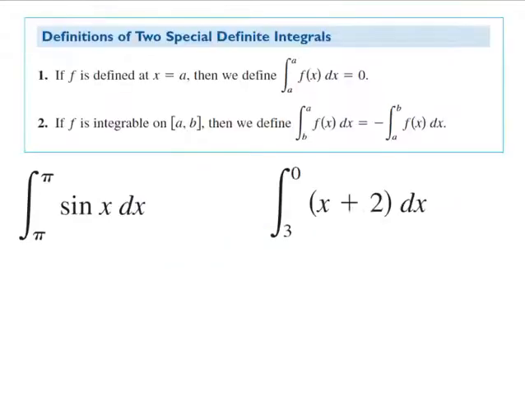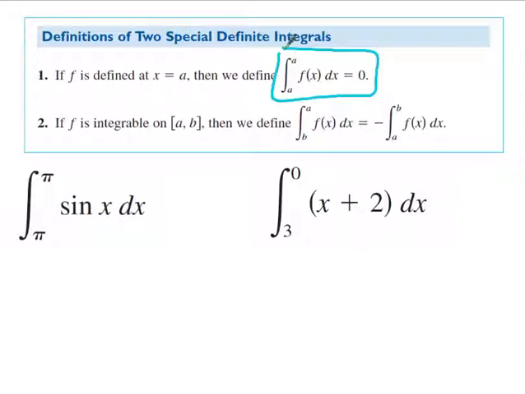Okay. Alrighty, so now we're going to talk about 2 special definite integrals. First of all, it just says if f is defined at x equals a, then we define this to be the case. Now, you don't necessarily need to write down all that other stuff. You can just write the integral from a to a of f of x dx equals 0. Why does that integral equal 0? It's the same number, so basically there's nothing there to take the area of. And so that's why that equals 0.